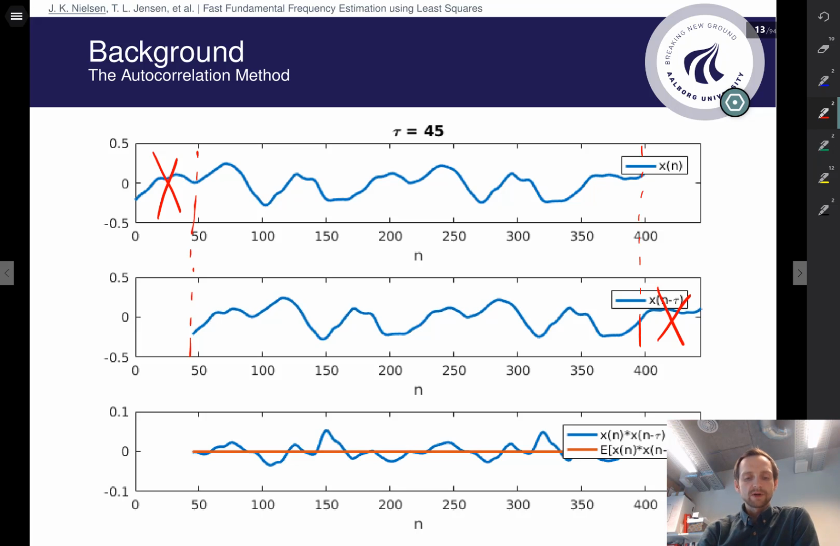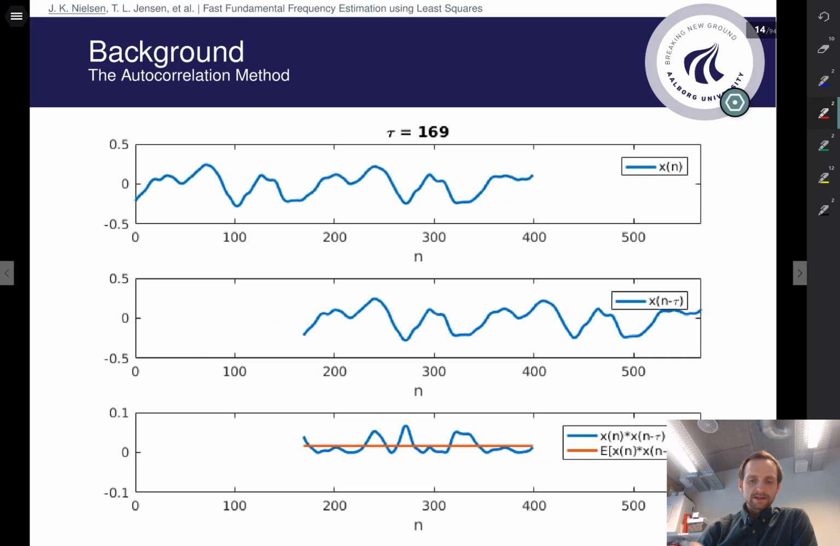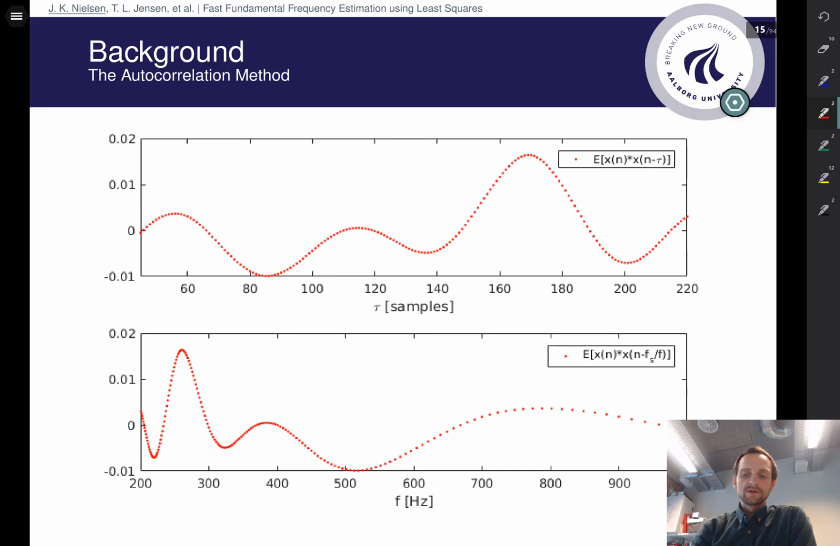Of course, it's just a scalar, but I've drawn it here as a constant. And this is how it looks for another tau, for 169. Again, we trim the ends here and here, so we can see we have even fewer samples now. Then the product is the blue one down here in the bottom figure, and again I've computed the mean. And we do this for all the candidate taus, and then we end up with the top figure here.